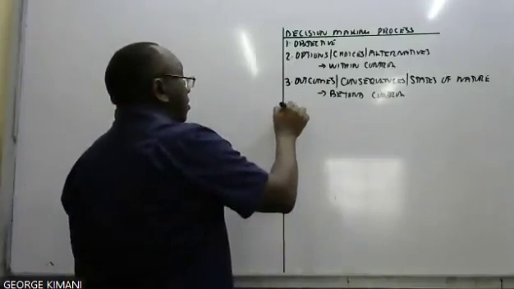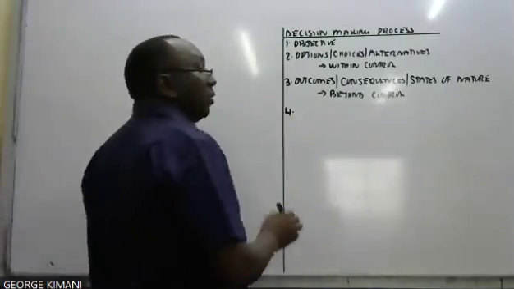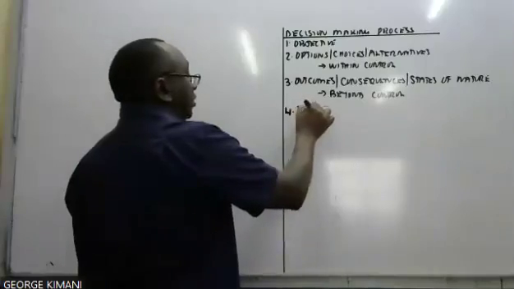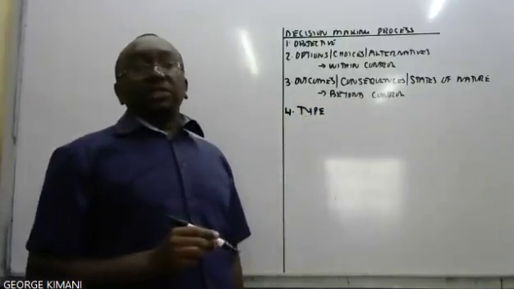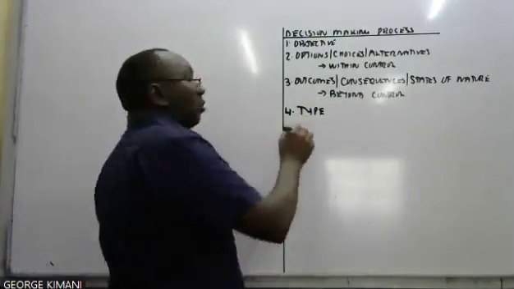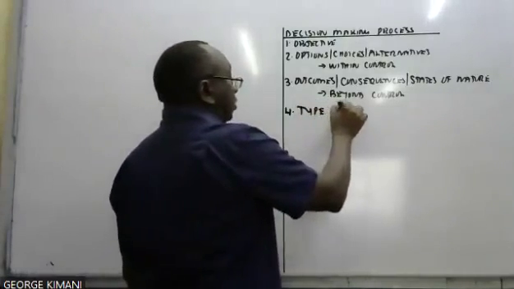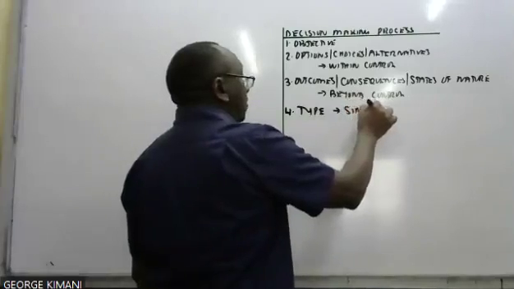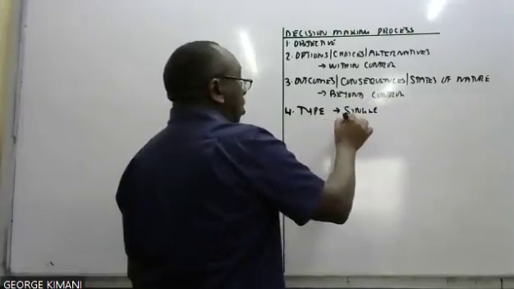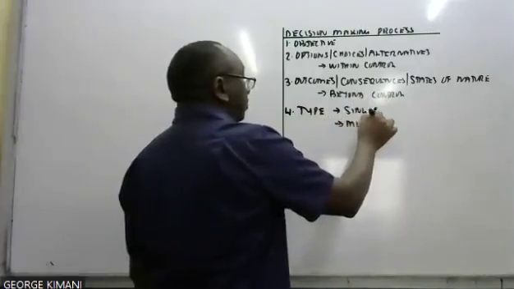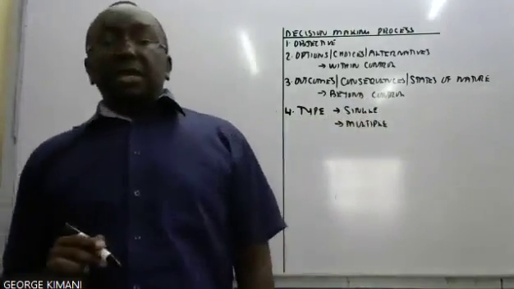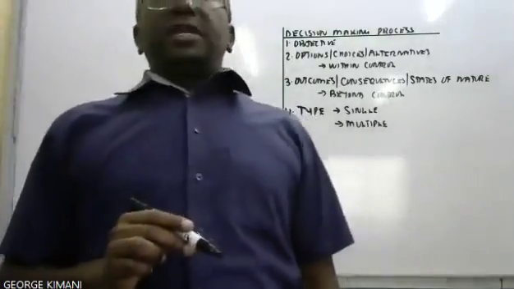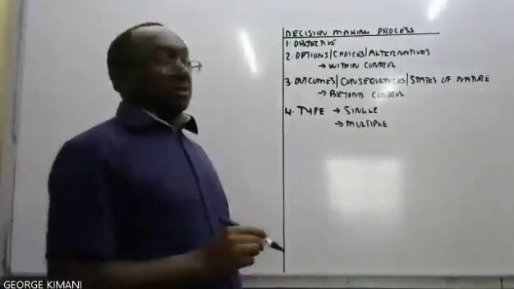Number 4, it is where you know the type of decision that you are dealing with. We have two main types. There is what we call single, and there is what we call multiple. Now, for single and multiples, maybe you will get to understand them as we have questions.